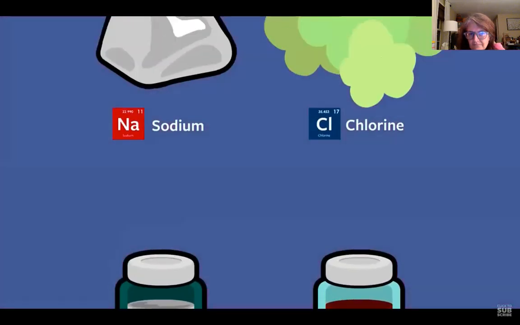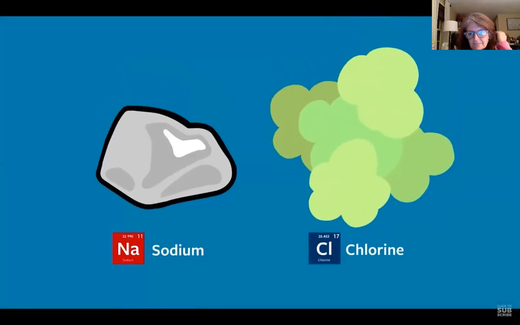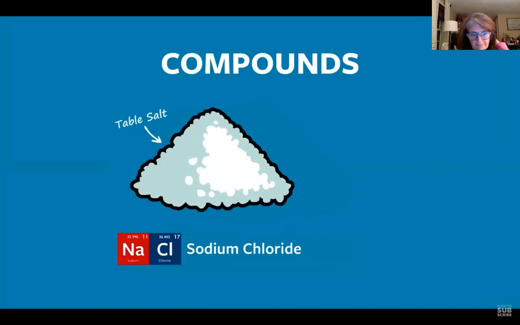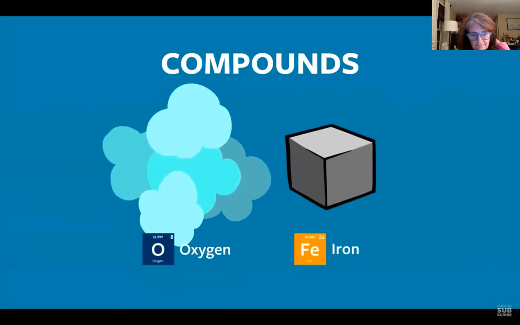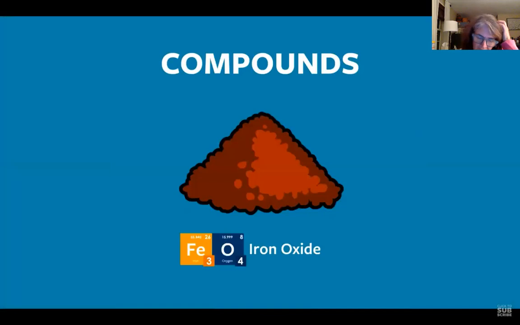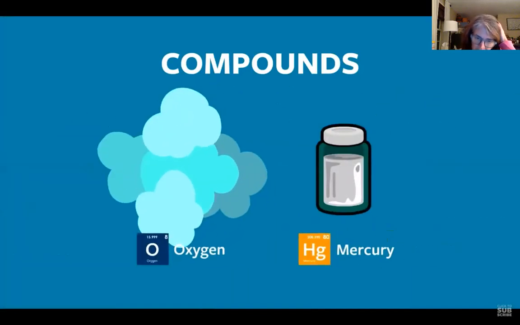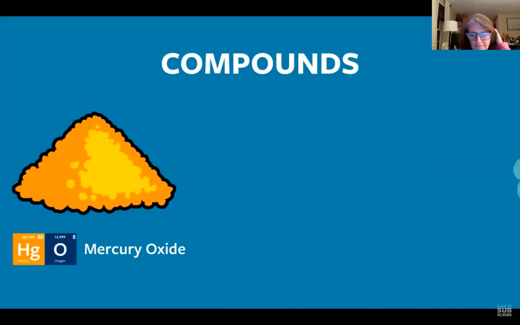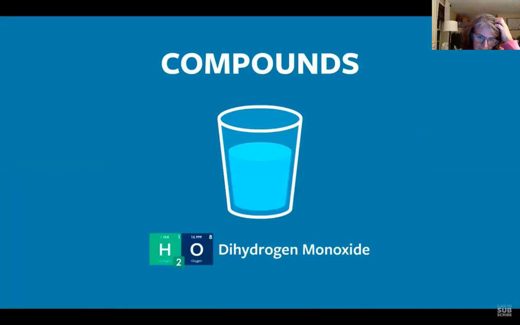It was also found that under the right conditions, pressure and temperature, certain elements will react with each other upon mixing to form new substances with new properties. These are called compounds. The elements oxygen and iron can react to form a brown powder known as rust. Oxygen and mercury react to form a toxic orange powder. Oxygen and hydrogen react to form a clear, refreshing liquid. You probably know it as water.